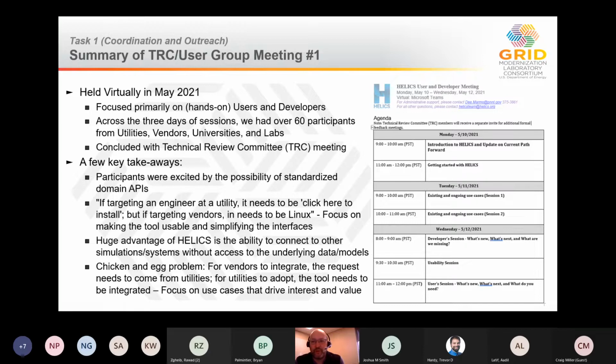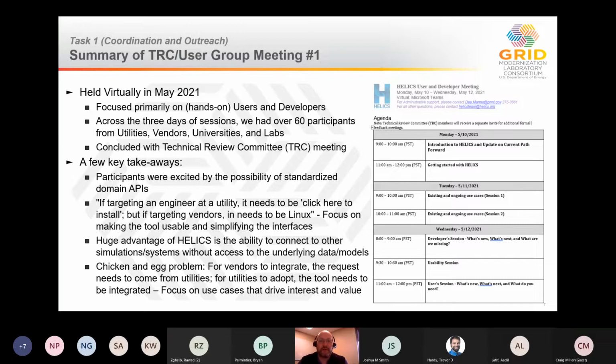And then we heard a lot of what I call the chicken and the egg problem. For the vendors to integrate to the tools, we needed the request to come from the utilities, but for utilities to adopt, the tools needed to be integrated. And so that drove us to hear a lot of comments from folks that we just really need to focus a lot on use cases that continue to drive the interest and show the value of the system. And so, hence the reason we're going to have this big project showcase next, because that's super exciting, and we can hopefully get to those things.